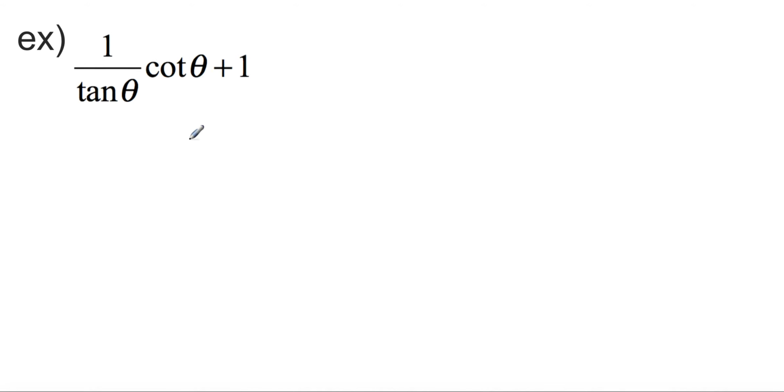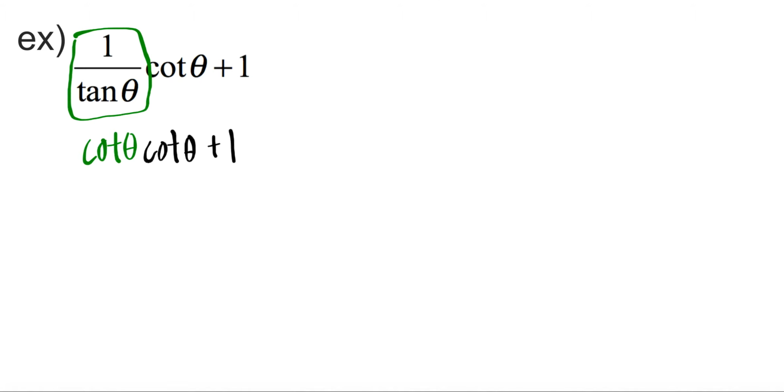Okay, and I think we have one more. Let's take a look at 1 over tangent theta times cotangent theta plus 1. In this case, we may not want to rewrite this in terms of sines and cosines, though of course you always could. But what I see here is 1 over tangent theta, this piece right here, is the same thing as cotangent. So what if I replace that with cotangent theta times cotangent theta plus 1, and cotangent times cotangent gives me cotangent squared theta plus 1. And using one of your Pythagorean identities, we know this is equivalent to cosecant squared theta.